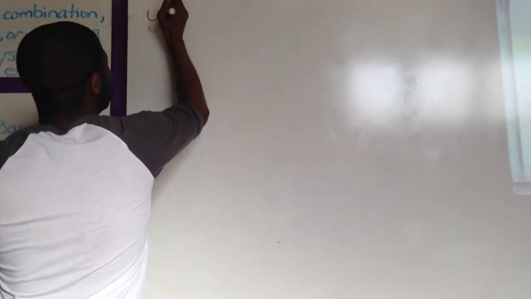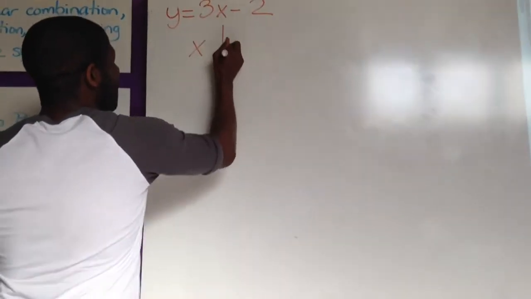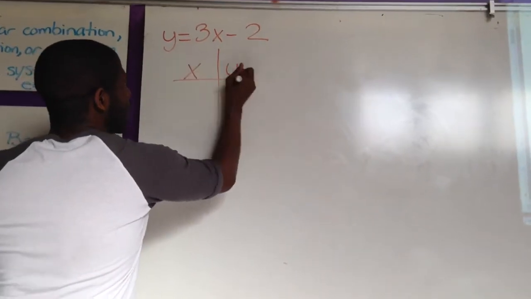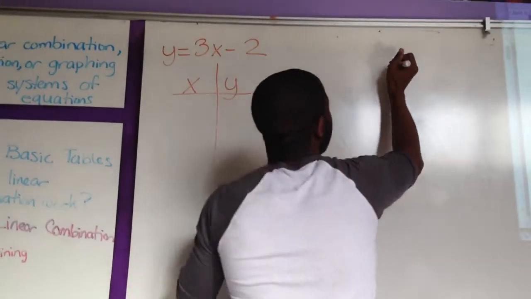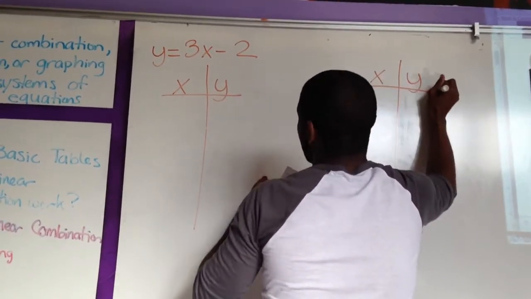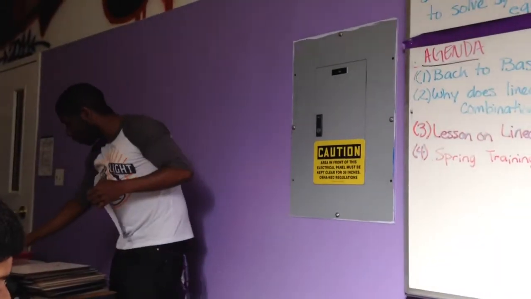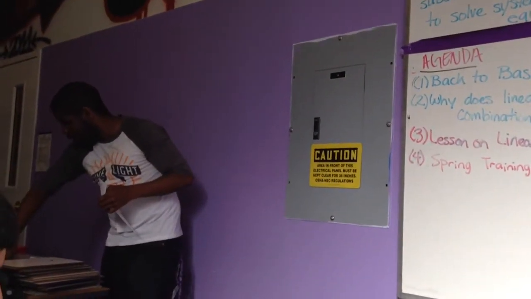So, everybody on your bell ringers, you have an XY table. I need you to draw another one. Why? Because I'm going to show you two different ways of doing this same problem. You can choose your preference. I need you to get it right in one of the ways.